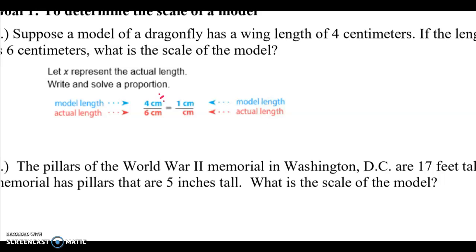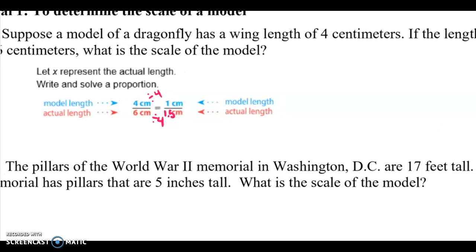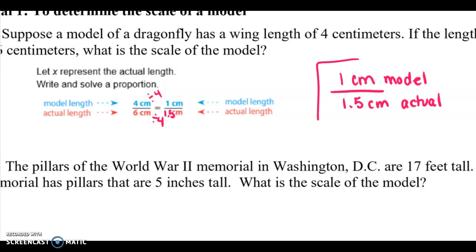So if I divide the numerator and denominator by 4, 4 divided by 4 is 1. 6 divided by 4 is going to give me what the actual length is. So then 6 divided by 4 would be 1.5. So the scale of it would be 1 centimeter is the model, and 1.5 centimeters is the actual length. That would be our scale.